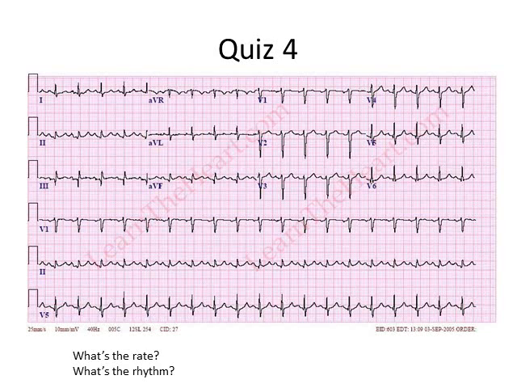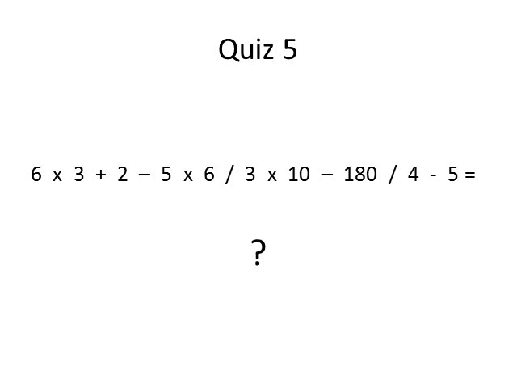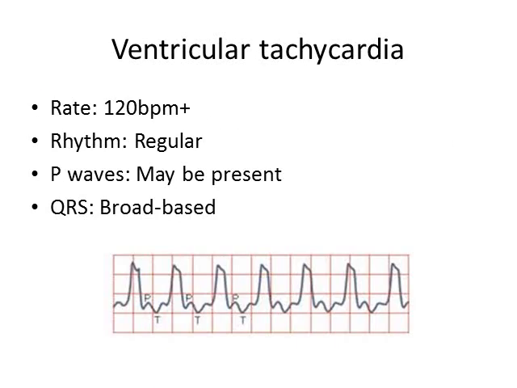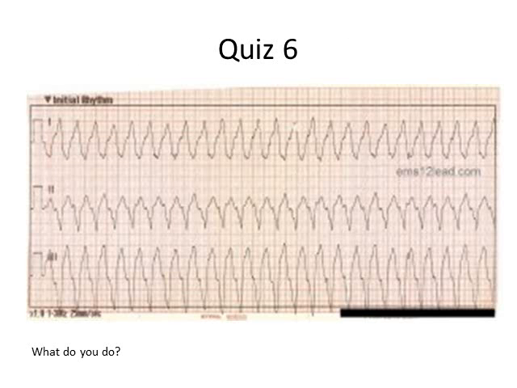Next question, what's the rate on this one? 100, yeah, it's about 3 squares between each, so 100. What's the rhythm? Yep, sinus tachycardia, very good. What do you do for this one? Any ideas? So first thing you want to do is, if this is VT, check the pulse, and then do all your compressions and shocking if they've not got a pulse. But effectively, you don't want to be dealing with this on your own.